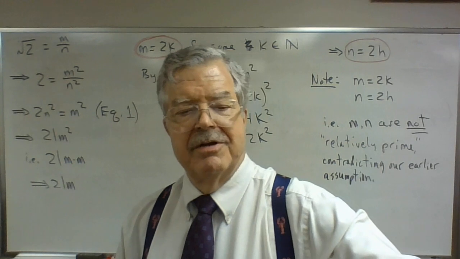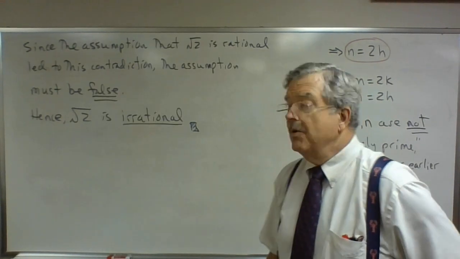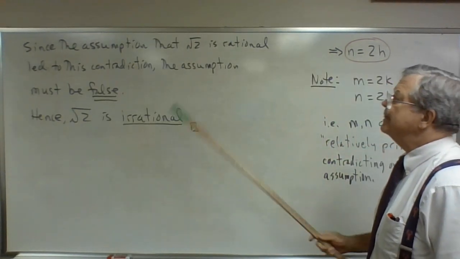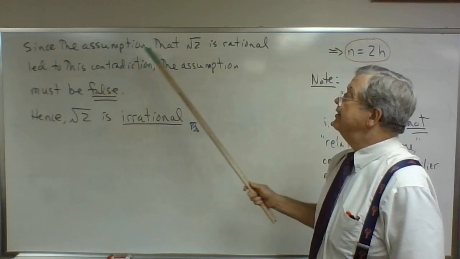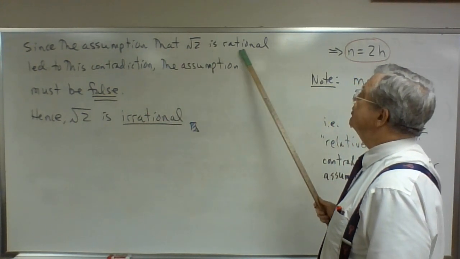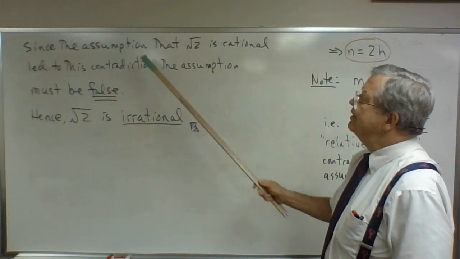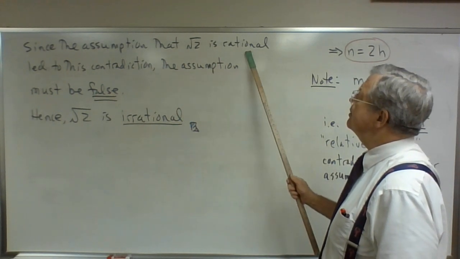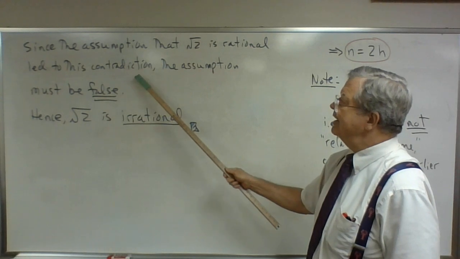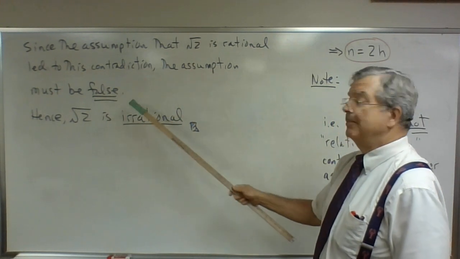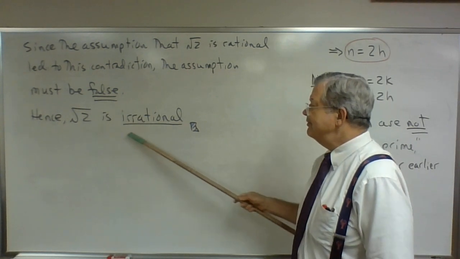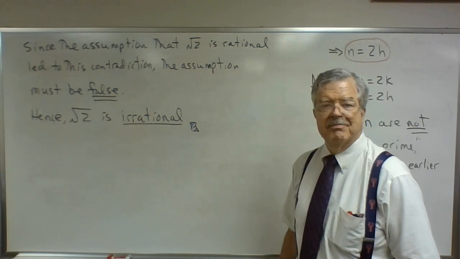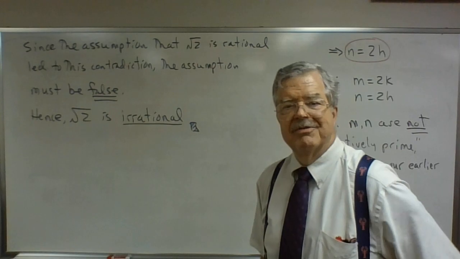We get our contradiction. Now, what caused that contradiction? The assumption that square root of 2 is rational. Since the assumption that square root of 2 is rational led to this contradiction, the assumption must be false. Hence, square root of 2 is irrational. End of proof.